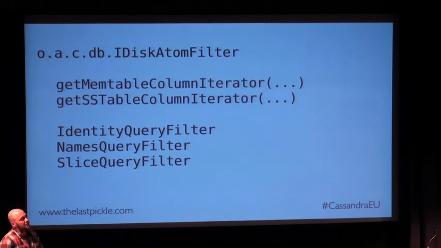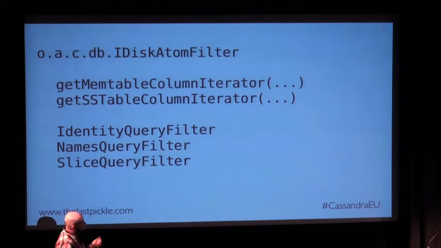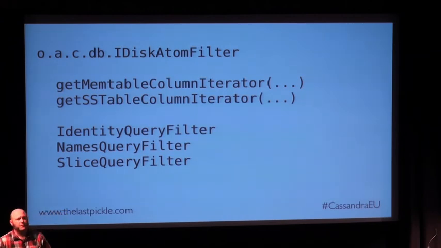And we also want to get the iterators over the SSTables, all the ones that your row is on. We've got a couple of implementations. They do as you'd expect. Names query filter is used when we're getting just columns by name. Slice when we're getting a slice of columns. The identity query filter is used when we want to read all the columns from the row.